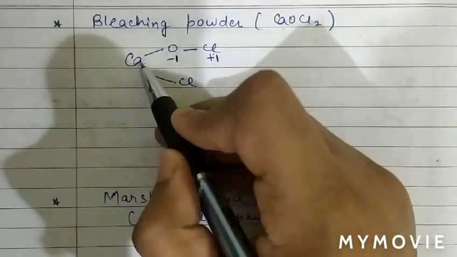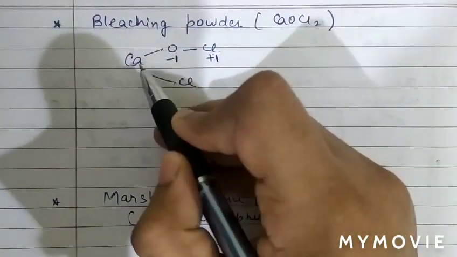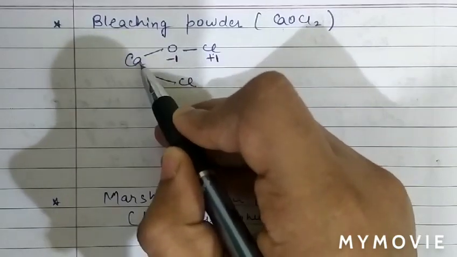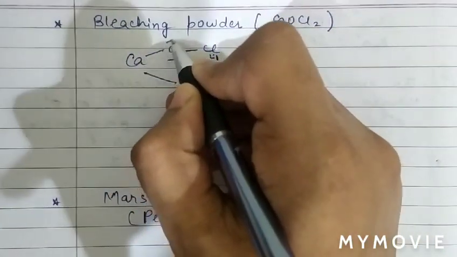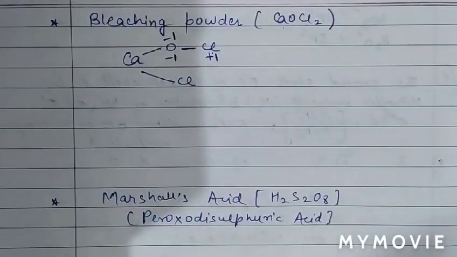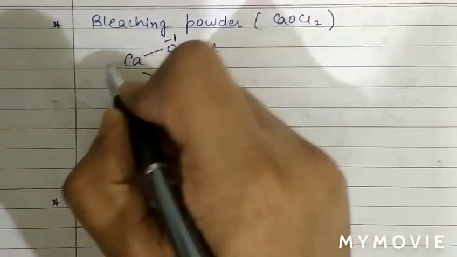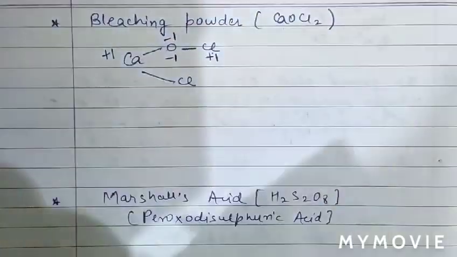Now see the other bond between calcium and oxygen. In calcium and oxygen, the electronegativity of oxygen is more, and there is a single bond. Due to this bond, there is again a -1 charge on the oxygen atom, while due to this bond, the charge on calcium will be +1.